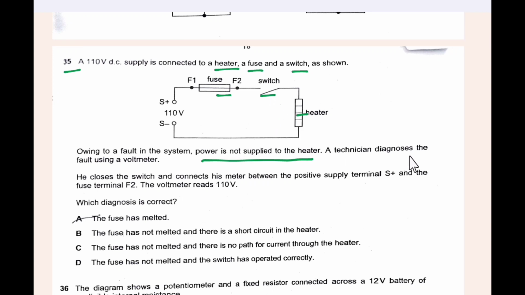A technician diagnoses the fault using a voltmeter. He closes the switch and connects his meter between the positive terminal and the fuse F2. The voltmeter reading is 110 volt. Which diagnosis is correct? Since there is already a fault, due to this fault the fuse would melt and break the circuit.